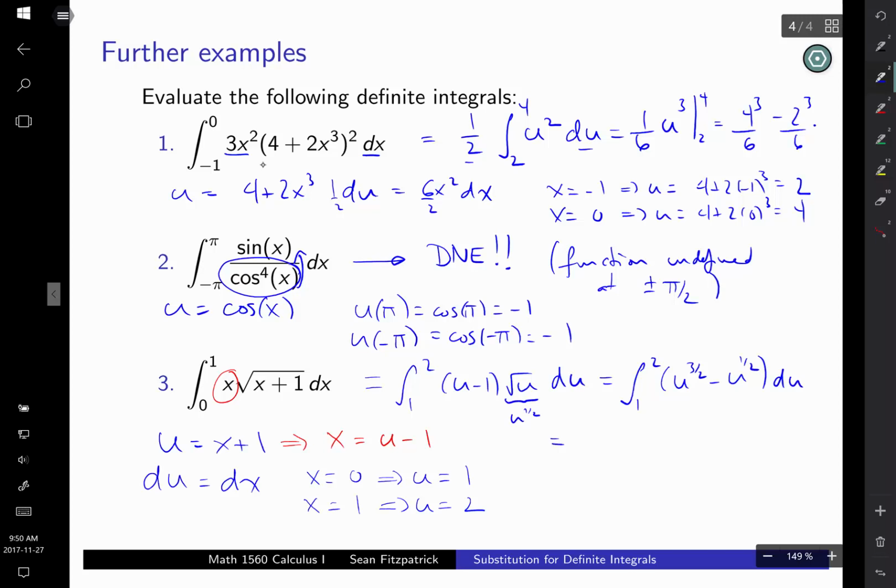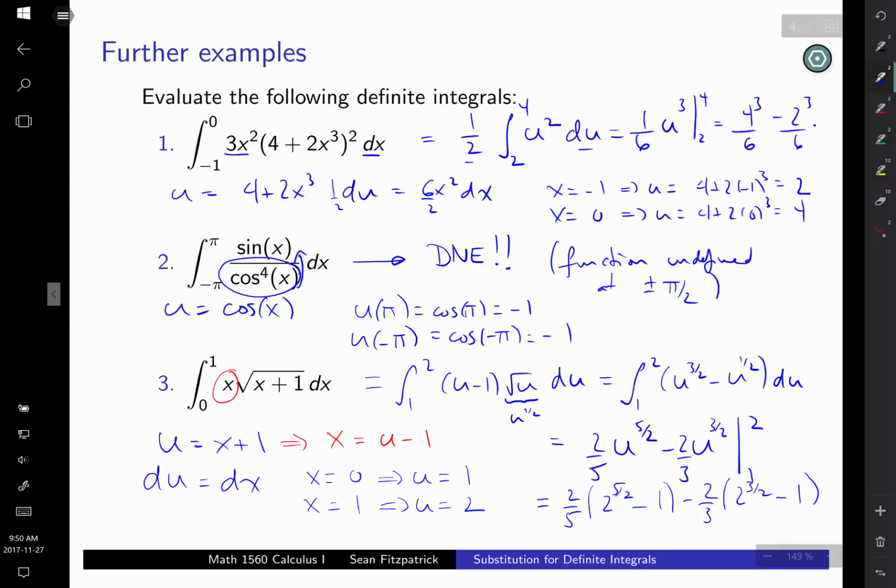The first one, I add 1 to my exponent. 3/2 plus 1 gives me 5/2. Then I need to divide by 5/2, so that's the same thing as multiplying by 2 over 5. Adding 1 to 1/2 gives me 3/2. Divide by 3/2, so I multiply by 2/3. And I evaluate between 1 and 2. So I get 2 over 5. I get 2 to the 5 over 2 minus 1, and then 2/3, and I get 2 to the 3 over 2 minus 1, and I'm done my integral.